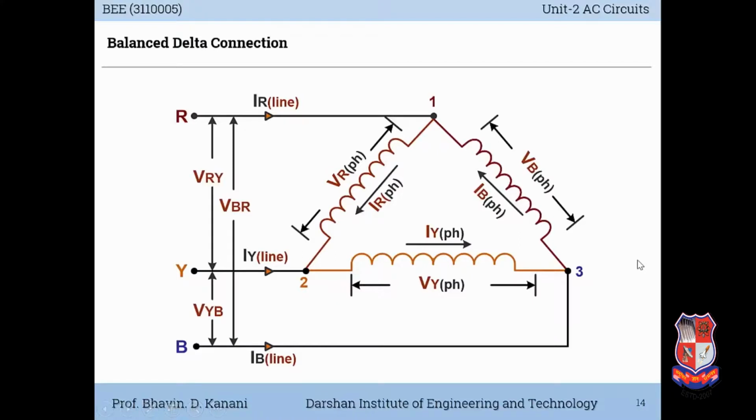Same way, let us try to understand delta. In delta configuration, if we consider line voltage between R and Y, VRY, so this is the line voltage VRY. If we consider phase voltage of R phase winding, that is this VR phase, so in this condition VRY is equal to VR phase. तो एक कंक्लूजन हमारा ये रहेगा कि डेल्टा कॉन्फ़िगरेशन में लाइन वोल्टेज और फेज वोल्टेज सेम रहता है.